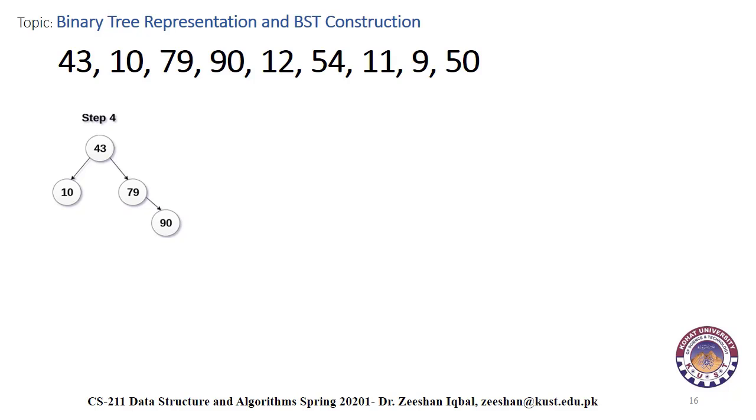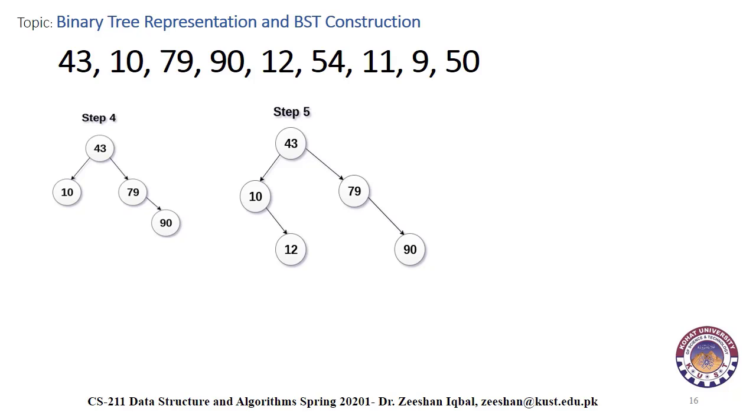Here we can see that the next element is 12. So again we will start by comparing it with the root node. 12 is less than 43. So we'll move towards the left side. The left side already contains a value, which is 10. So we will compare it with 10. 12 is greater than 10. So we will place it as the right child of 10.